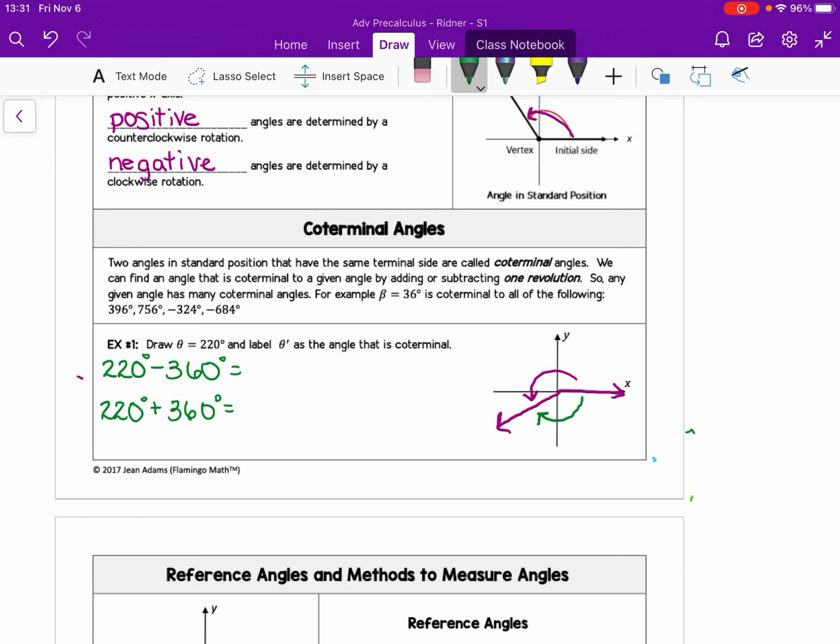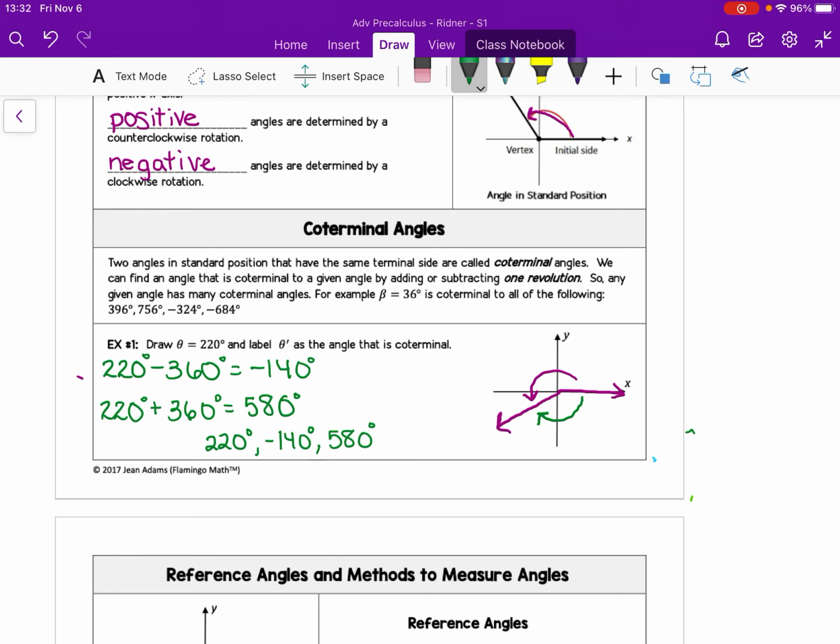That will give me two different coterminal angles. If I subtract, I would get negative 140 degrees. If I were to add, I would get 580 degrees. So all of those are coterminal angles: 220 degrees, negative 140 degrees, and 580 degrees are all coterminal. Okay?